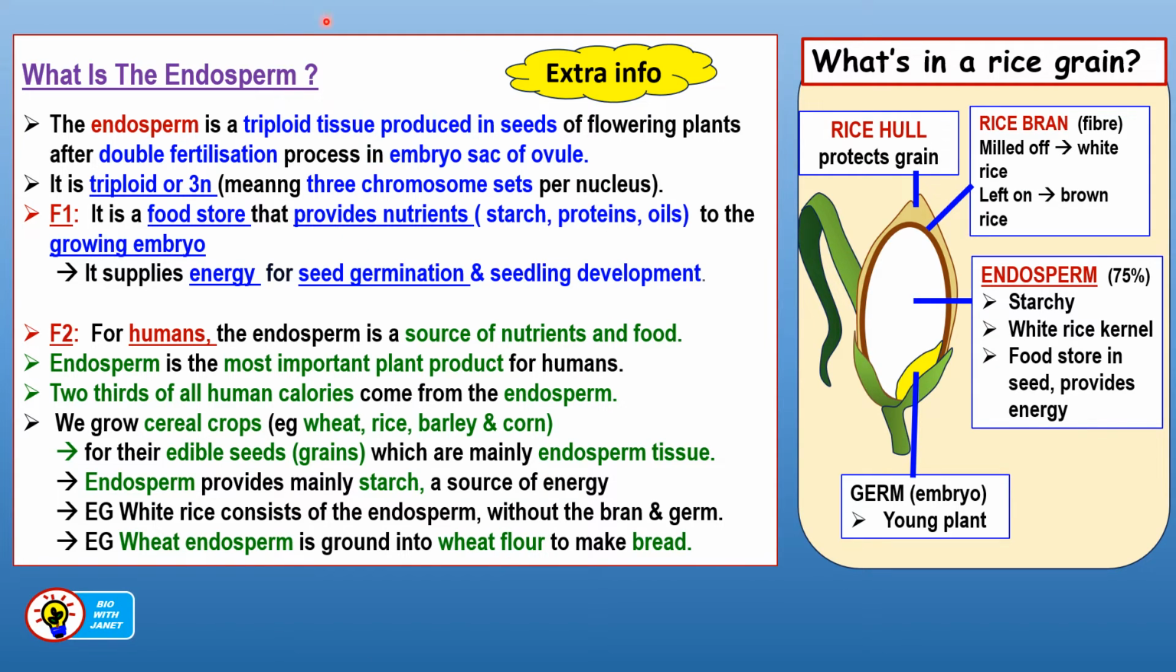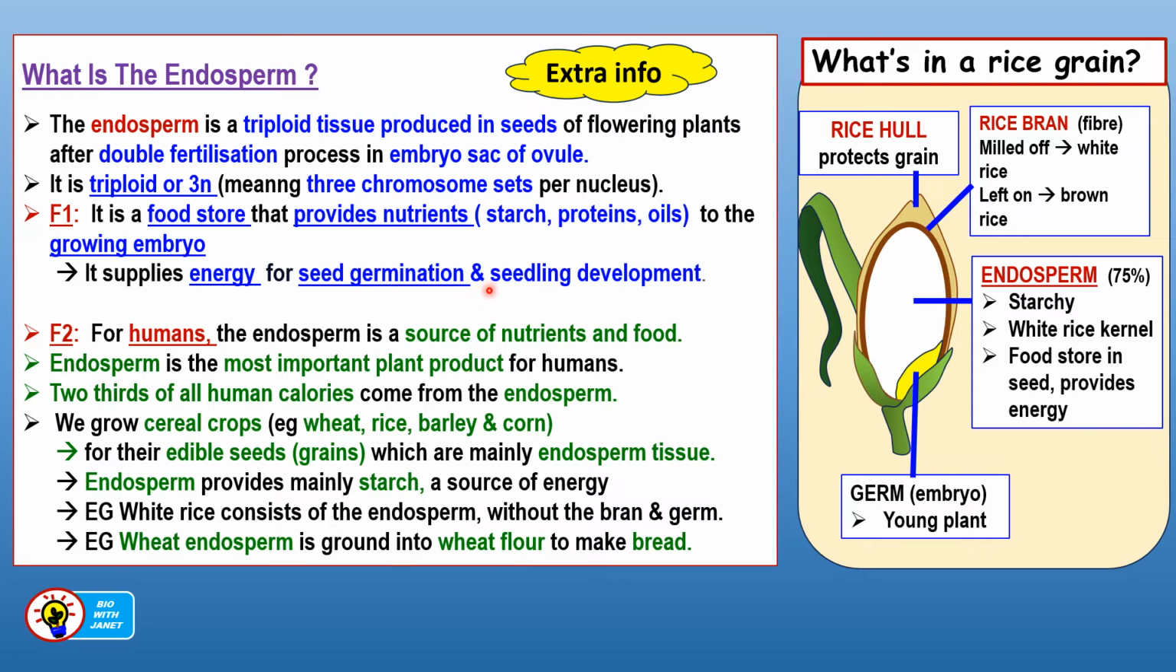Some interesting facts, extra information on the endosperm. As we know, the endosperm is a triploid tissue produced in seeds of flowering plants after the double fertilization process in the embryo sac of the ovule. Now it is triploid or 3N, meaning it has three chromosome sets, or three sets of chromosomes per nucleus. So what's the function of the endosperm? It is a food store that provides nutrients such as starch, proteins, and oils to the growing embryo, and it also supplies energy for seed germination.